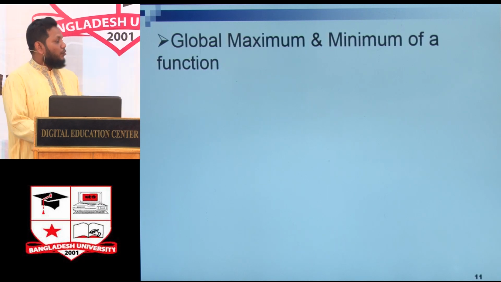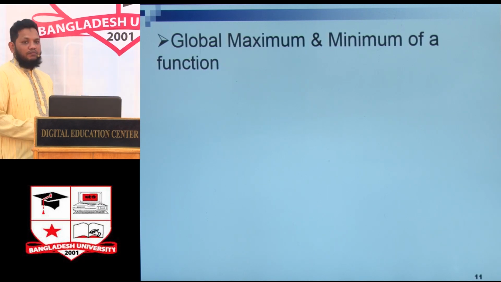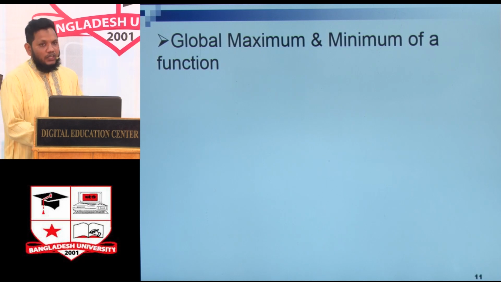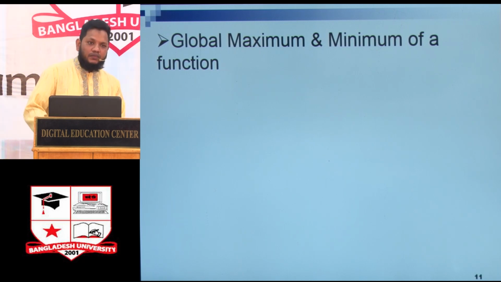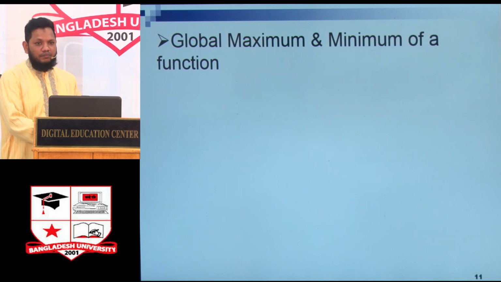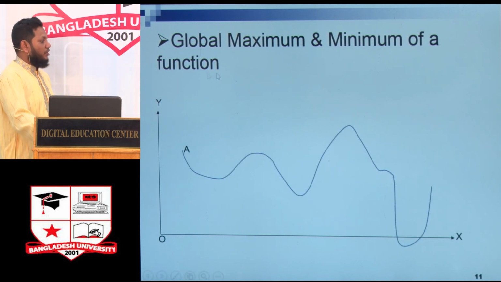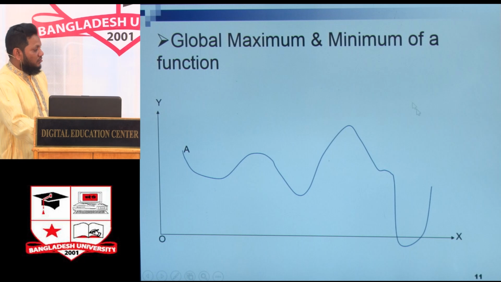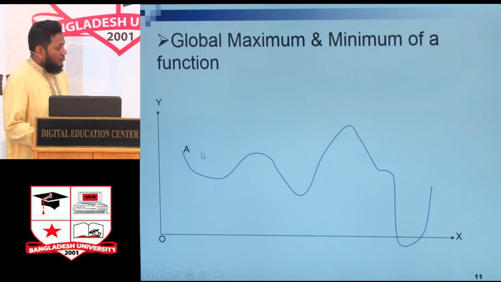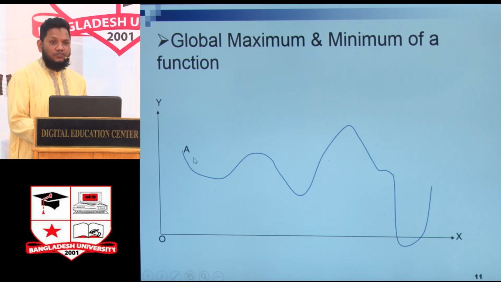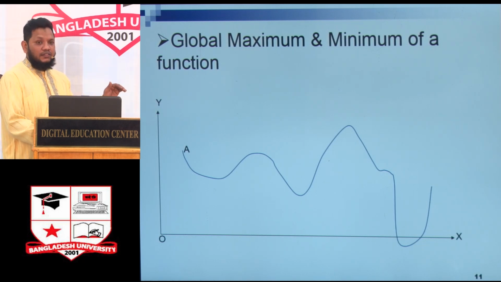And what is the global maximum and global minimum of a function? If we have a function, we may have some critical points. It may have some local maximum values, or it may have some local minimum values. At first, we consider a function, f of x. And we consider a point A. This point A is not a stationary point, because if we draw a tangent here at this point, f prime x is not 0.